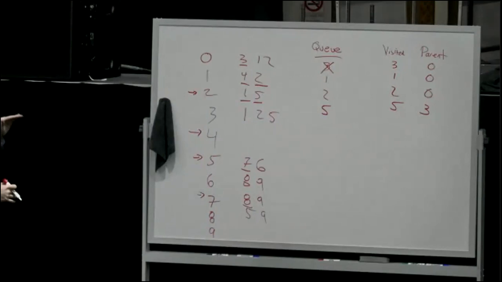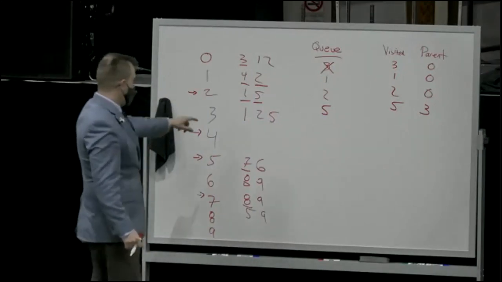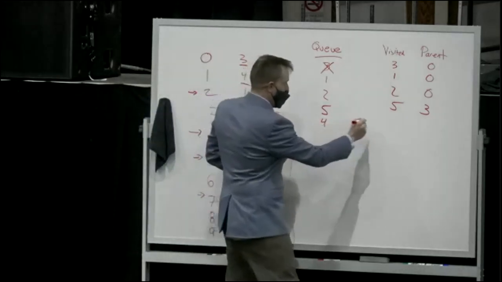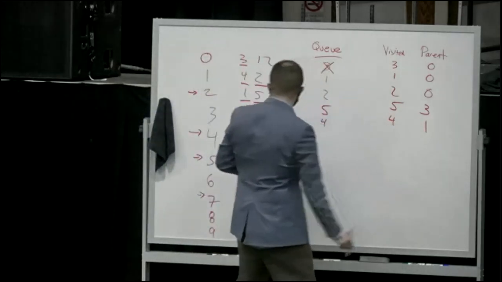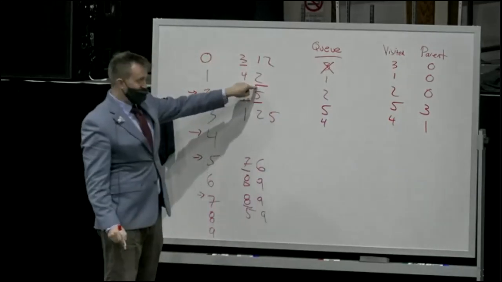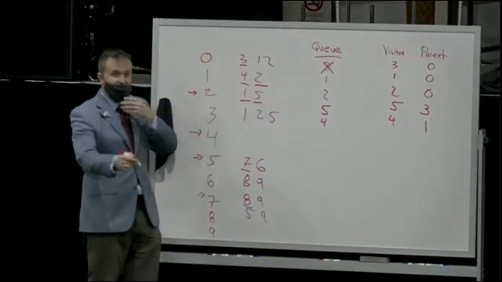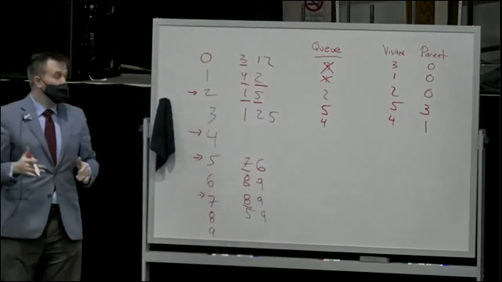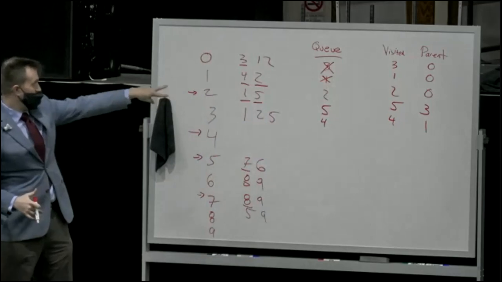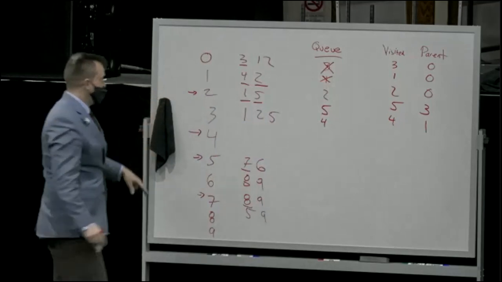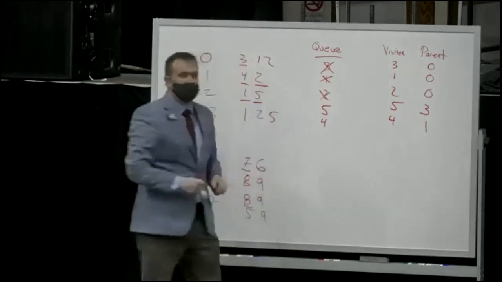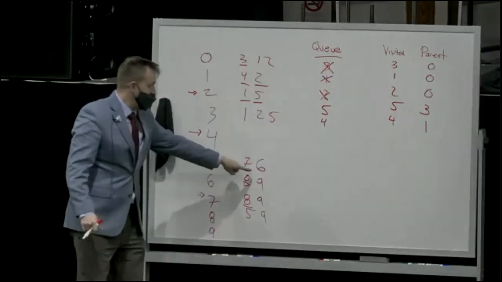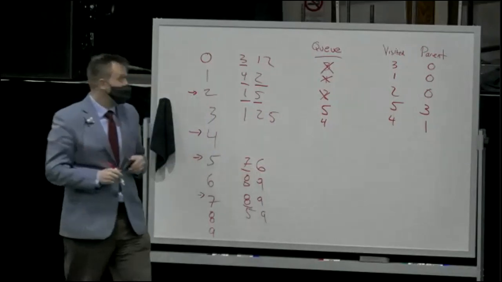Now we're going to investigate node 1. We have not investigated 4, so we're going to put that at the back of the queue, and 4's parent is 1. 2, we have visited, so we're not going to investigate that, and now we can remove 1 from the front of the queue. 2 has 1 and 5, both of which have been visited. Now we look at 5. 5 has 7 and 6, and neither has been visited.